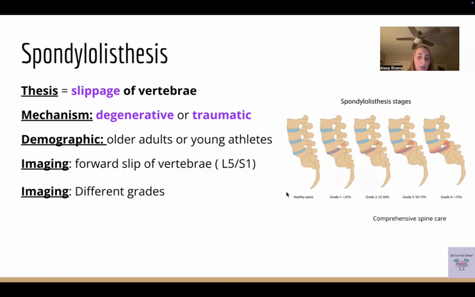It's also going to have different grades. So this is what a healthy spine looks like. There's grade 1, less than 25%, grade 2, 25 to 50%, grade 3, 50 to 75%, and then grade 4, more than 75%.